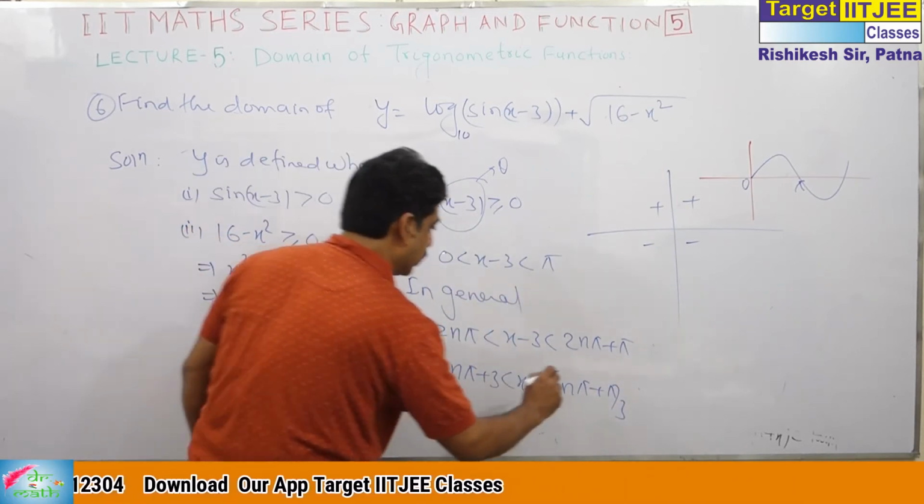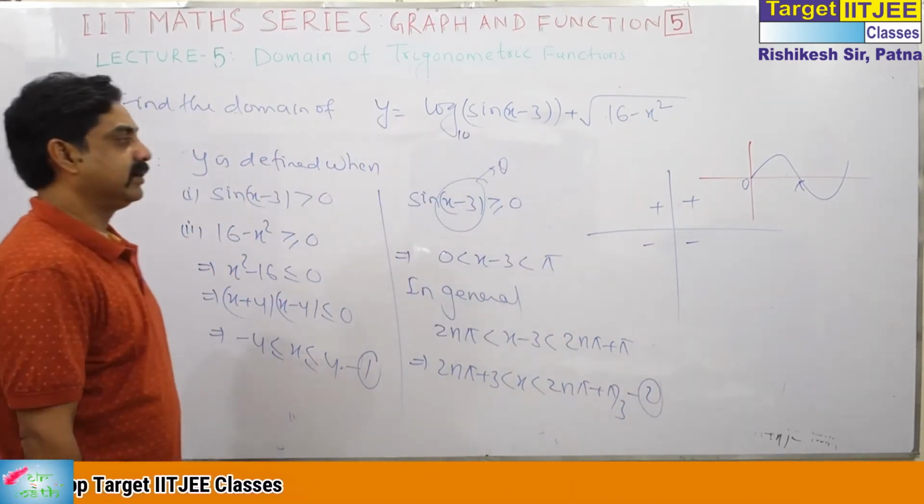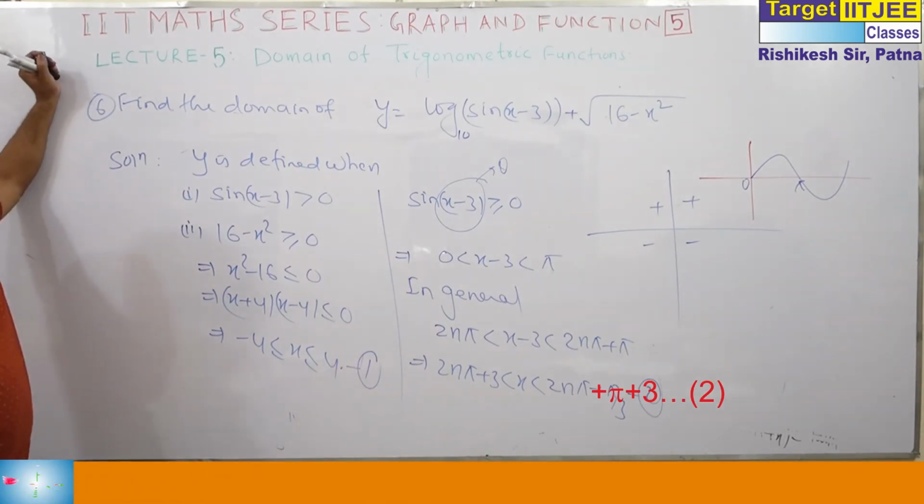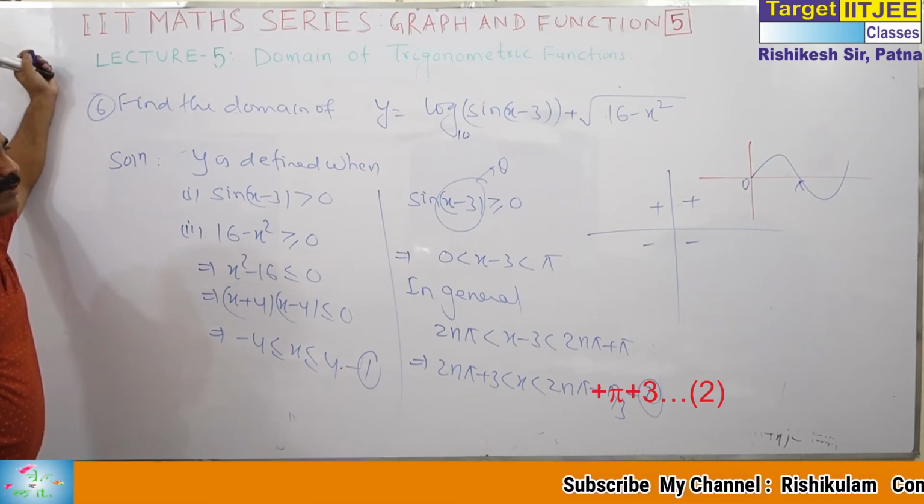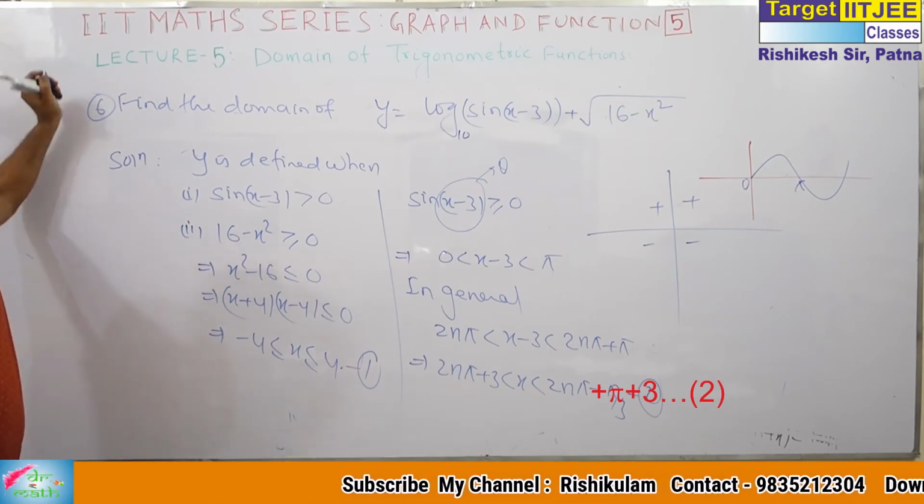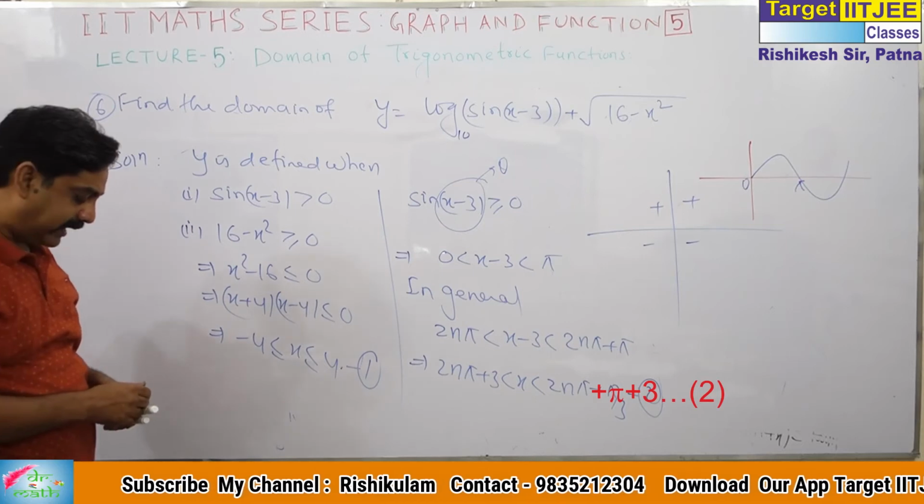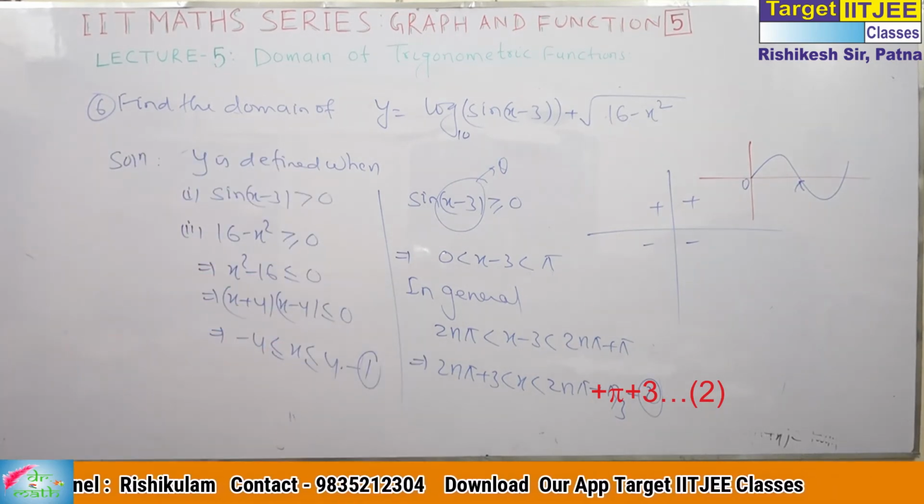The answer will be the common part of 1 and 2. Greater than 0 and less than 0 are very easy to solve. You can also do it by the quadrant rule. Now, let me find the common part of 1 and 2.